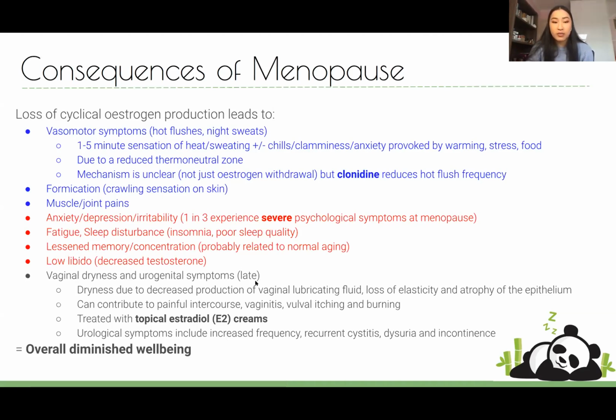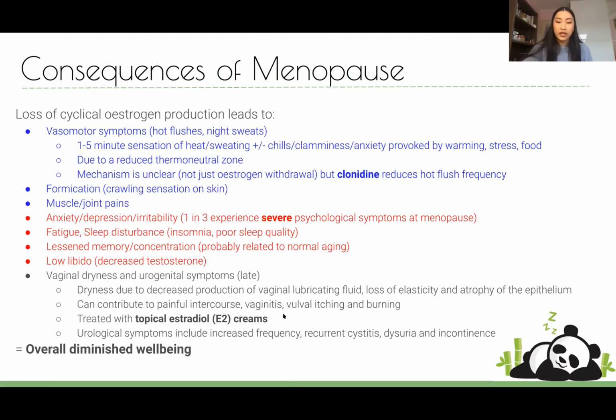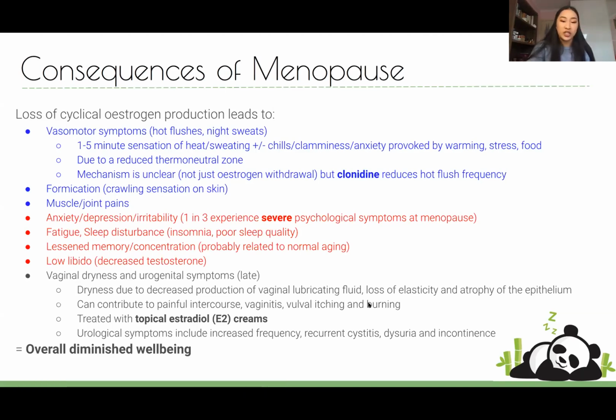The later symptoms of menopause are where you start to get your vaginal dryness and urogenital symptoms. So the dryness is due to decreased production of the lubricating fluid, but also because of loss of elasticity and atrophy of the epithelium. It can cause painful intercourse, which is one of the symptoms that you ask about on a repro history, as well as itching and burning, and they treat it with a topical estradiol cream. They can also get urogenital symptoms, and that's your typical frequency, dysuria, incontinence type stuff, but that's pretty late and that's pretty bad. But the overall thing to know is that menopause diminishes well-being.